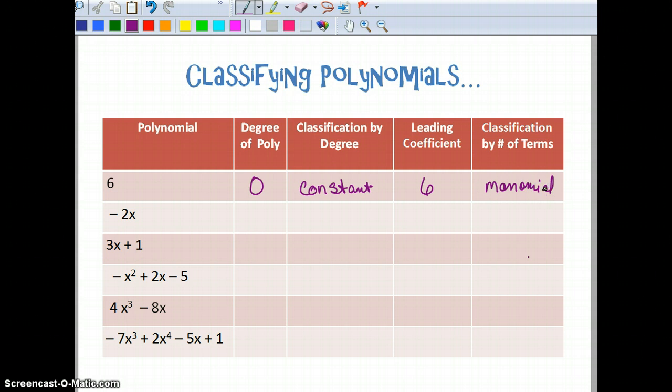Okay, negative 2x. What's the degree of this polynomial? I'm looking for my highest exponent. Oh, this one has an exponent of 1. I can't see it, but it's still there. Now, when I classify this by degree, this is linear. I know that all polynomials that have 1 as my highest exponent make a line. What's my leading coefficient? Negative 2. And I classify it by the number of terms. How many terms do I have here? 1, so it's a monomial.